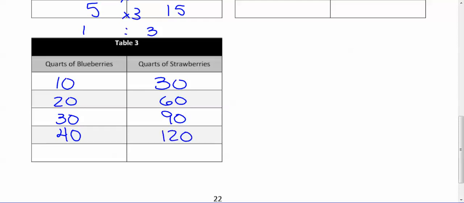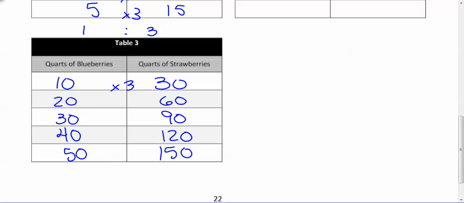That's a lot of strawberries and blueberries. All right. And then what if we had 50? Very good. All right. So what we're doing now is not only skip counting by going in this direction, but what are we multiplying or dividing by to get from one side to the other. In this case, we're multiplying by 3, right?